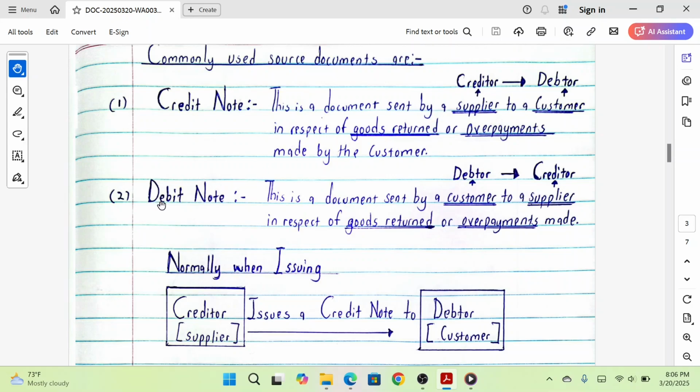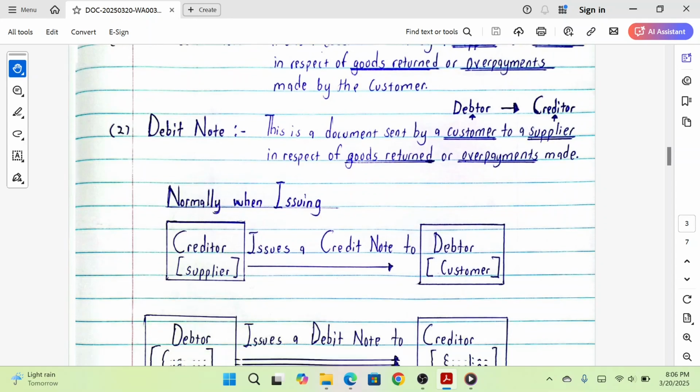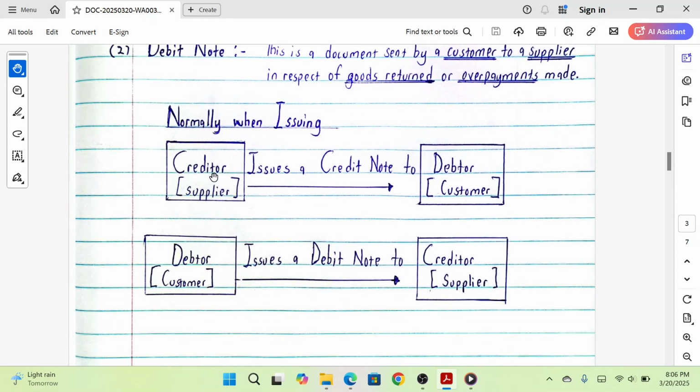Let me also define the debit note. A debit note is a document sent by a customer to a supplier in respect of goods returned or overpayments made. So you can see that they both relate to goods returned and also overpayments. But the debit note is issued by a customer, that is the debtor, to a creditor. Normally, it is the creditor that issues a credit note. You always get the definition from the word itself.